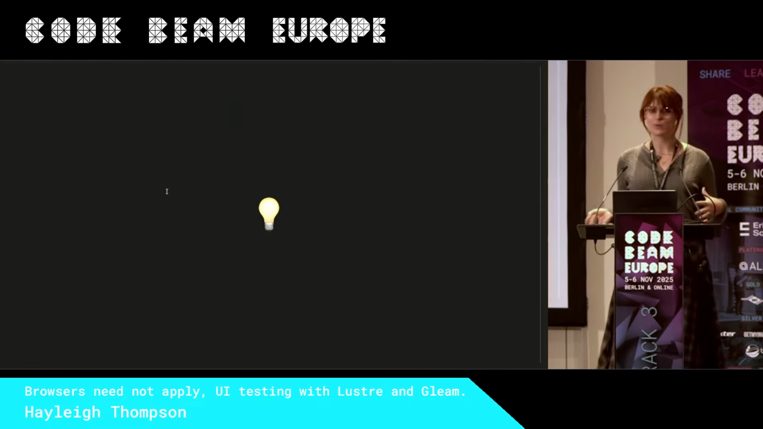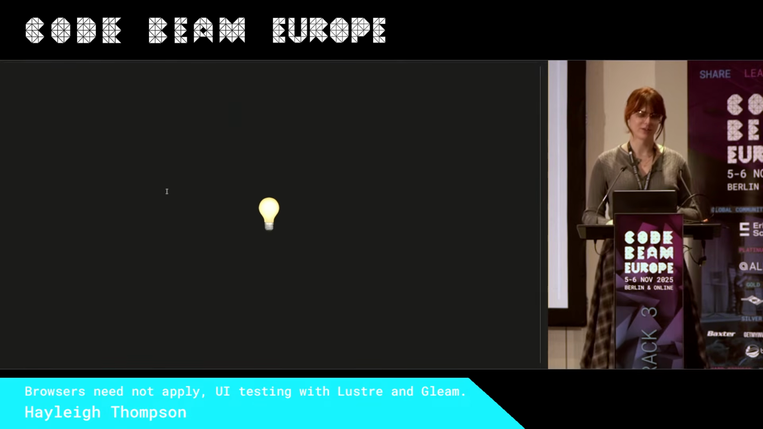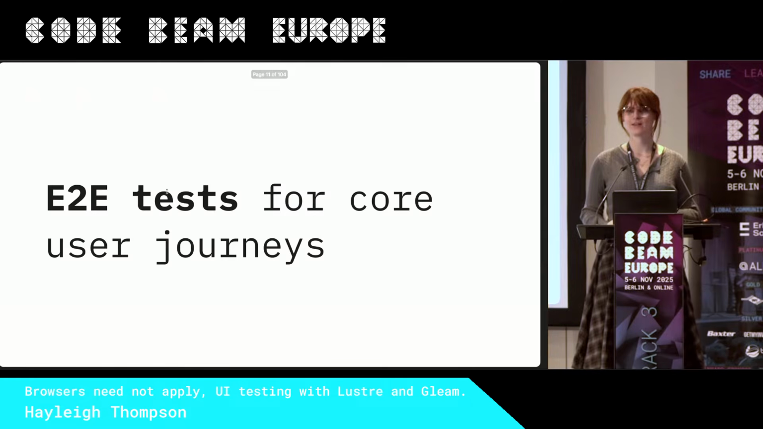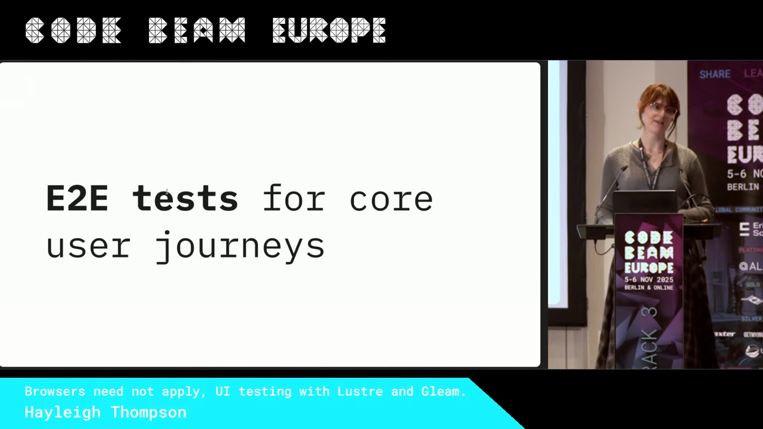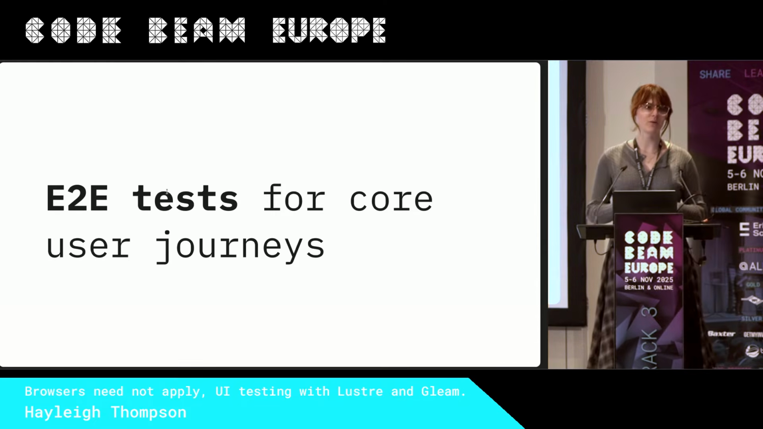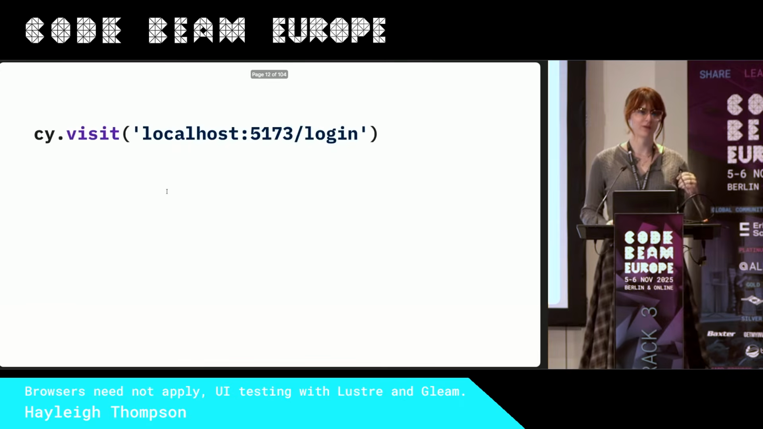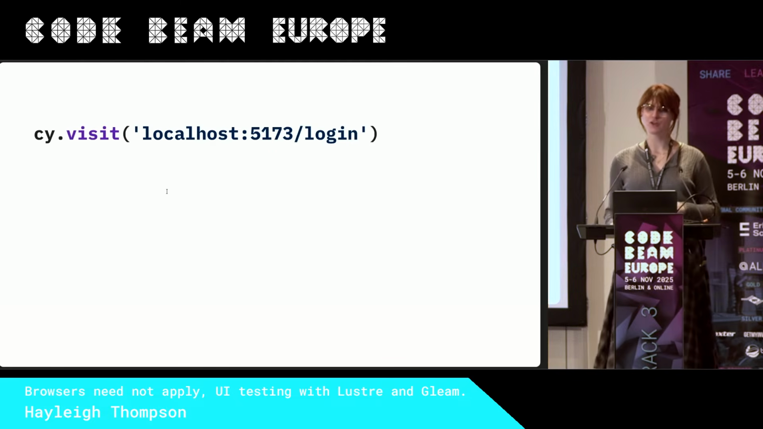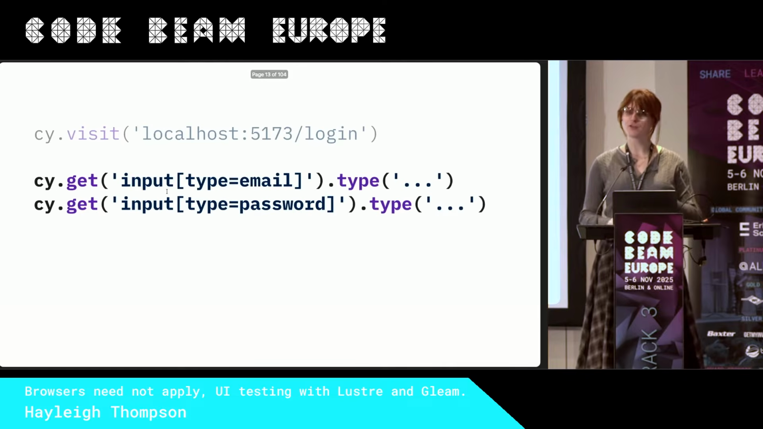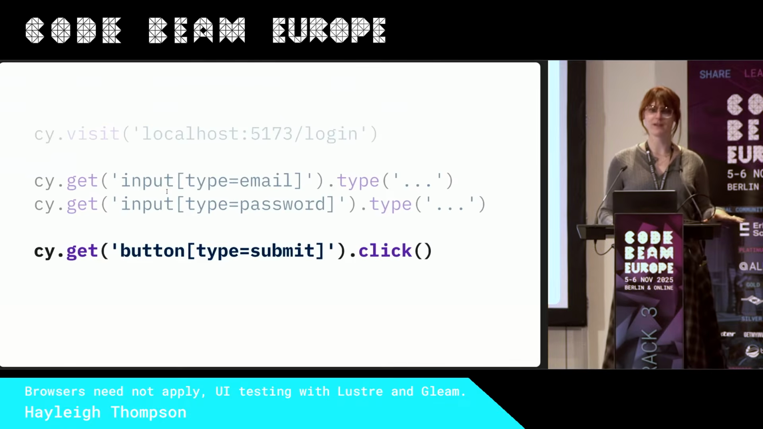And you're low on resources maybe, or you're really focused on still shipping new features. So you decide that you're going to write some end-to-end tests for your core user journeys. Now, these are when you spin up maybe a web browser as part of your CI pipeline. You use a browser automation library like Cypress, and you say, okay, visit this page, interact with the page as if I was a user, type some inputs, click a button.